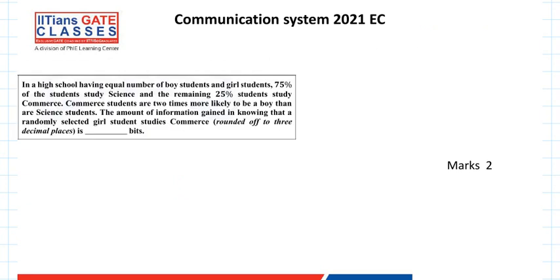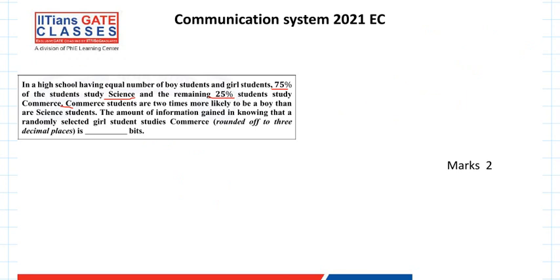Okay, now next problem. This problem is based on information theory and coding. In this problem, we need to find out the information gained knowing that the randomly selected girl student studies commerce. These are all the background. There is a school which has an equal number of boys and girls. 75% of the students study science, 25% study commerce. Commerce students are two times more likely to be a boy than a science student. The amount of information gained in knowing that the randomly selected girl student studies commerce.